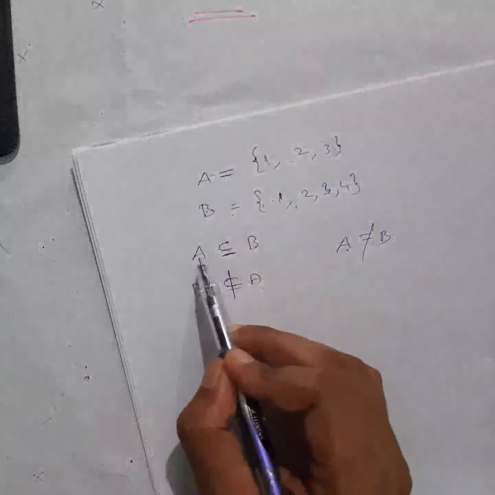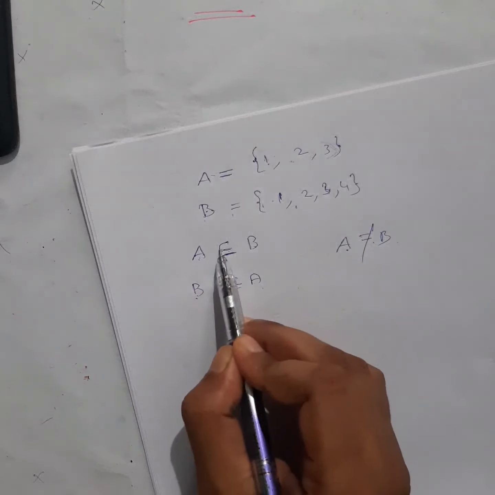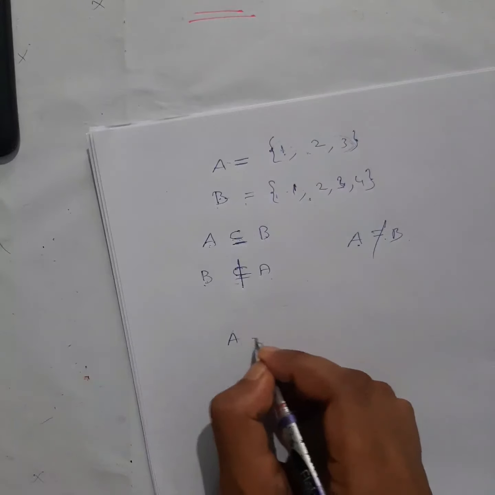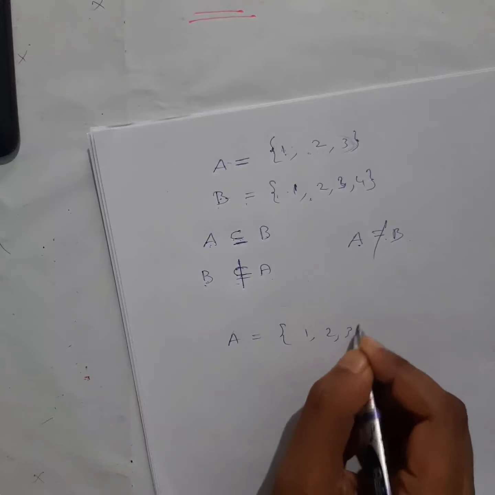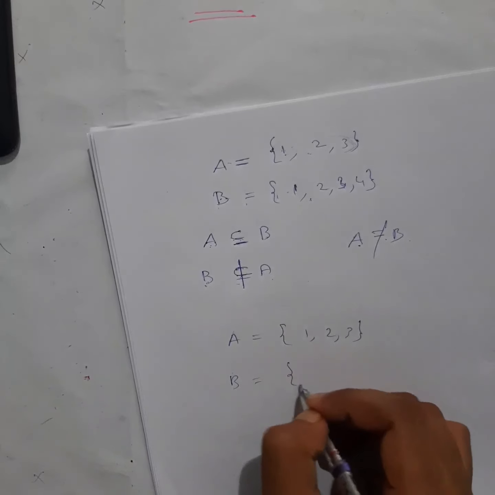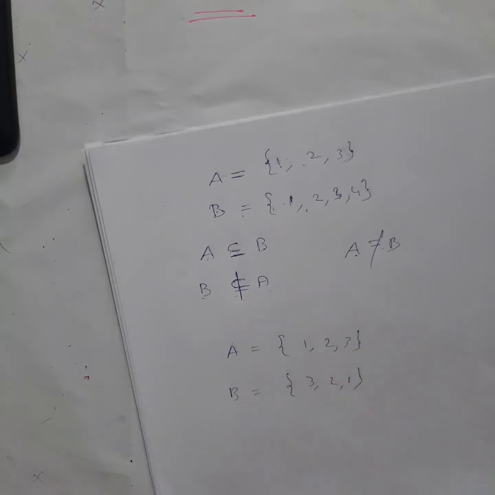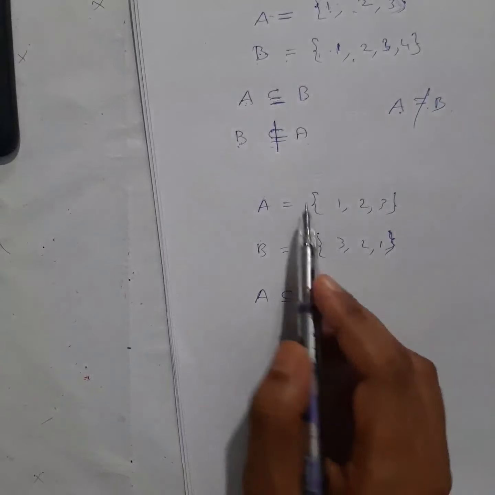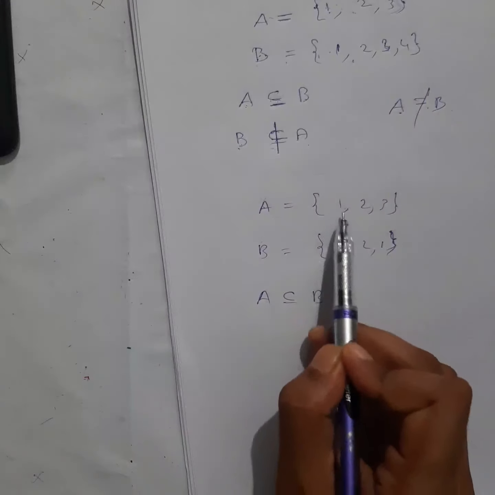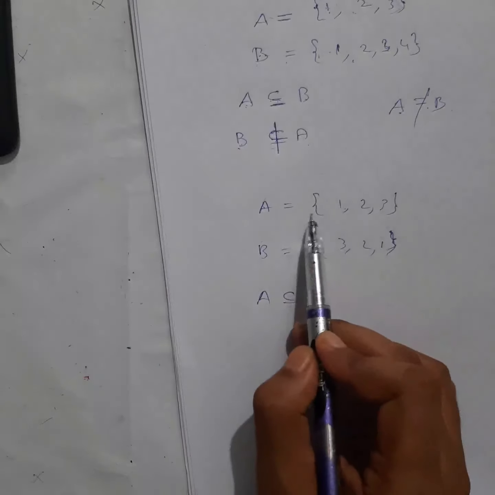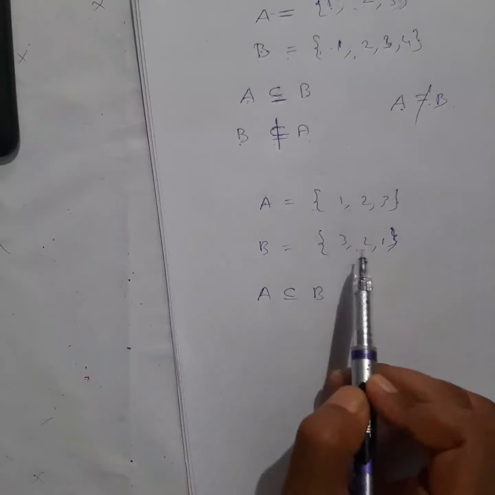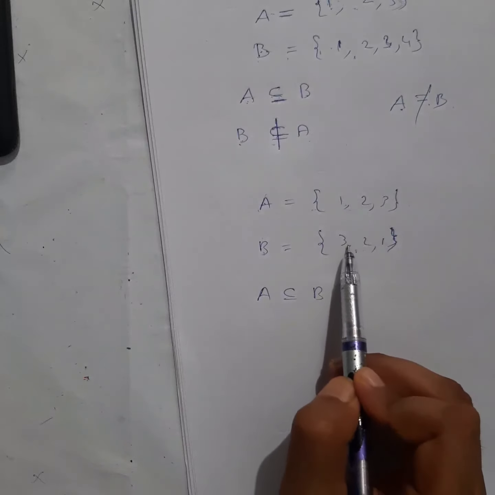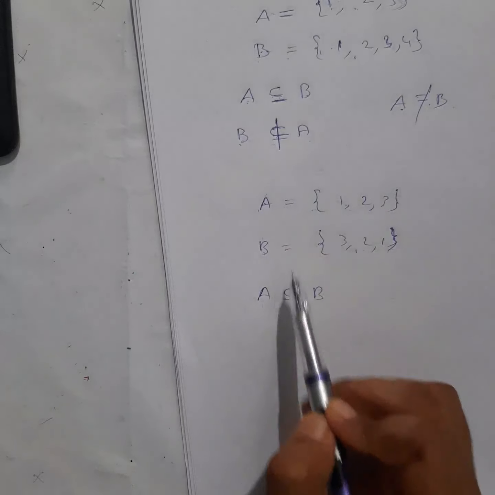But if I have an example like this, where A is a subset of B and B is also a subset of A, then it will be equal automatically. Let me take such an example. A is 1, 2, 3. Here B also, let me take 3, 2, 1. So what can I write? Is A a subset of B or not? A is a subset of B. Why? Because to check subset is very simple. Just see whether these elements are there in this set or not. If they are there, then this is a subset. 1, 2, 3 is there. So this is a subset of B.